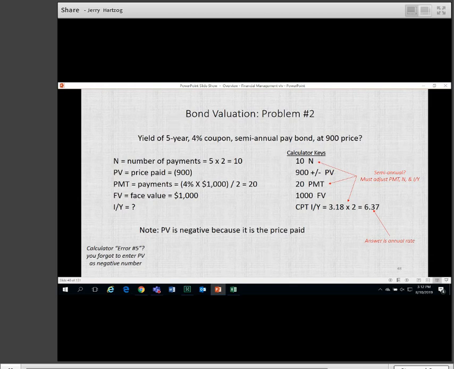So again, all bonds are exactly the same. It's just a matter of using those 5 white keys, picking the appropriate number in, and computing for the one that's not given.